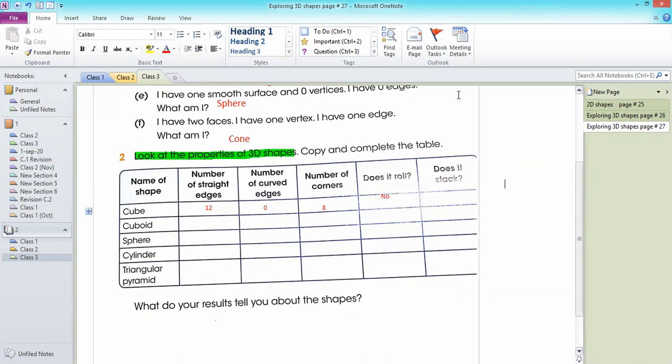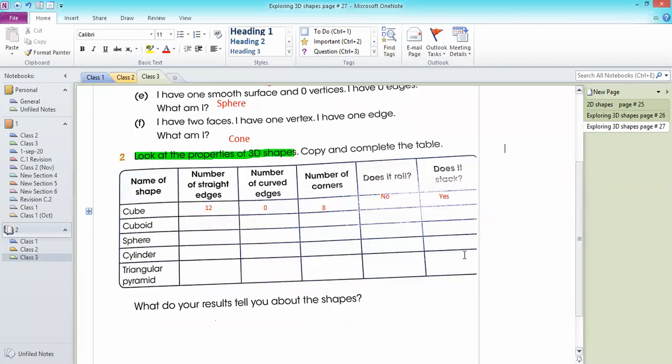Does it stack, guys? Can you put something on a cube? Yes, sir. Very good. Yes, you can put something on a cube. On every face, you can put something, because every face is a flat surface. Now we finish with the cube.